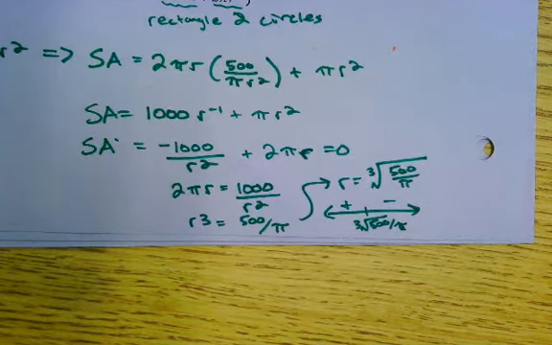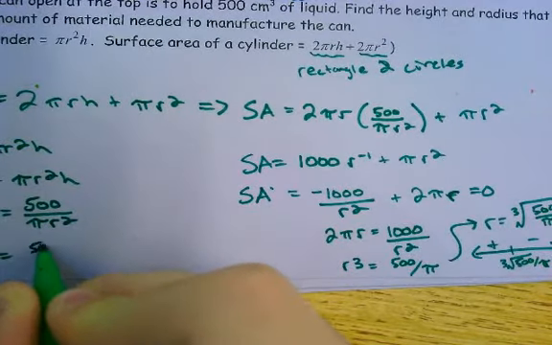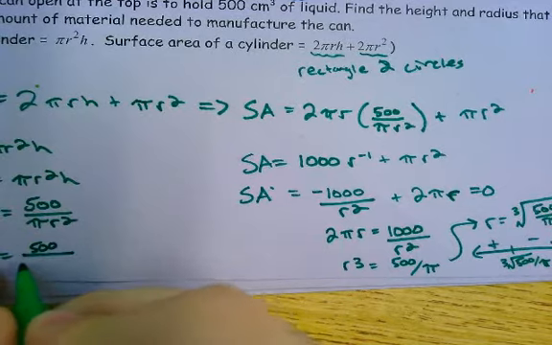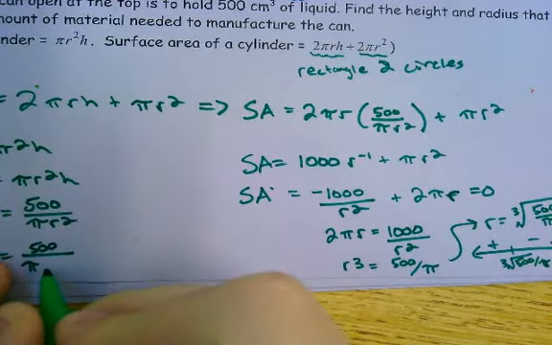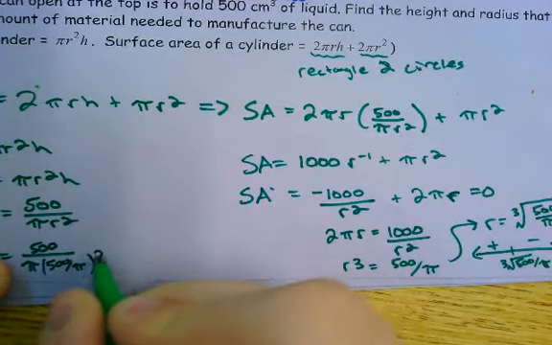It wanted to find what? The height and radius. So I have the radius. How do I find the height? I plug it into here. So the height is equal to 500 over pi times what? 500 over pi to the 2/3.